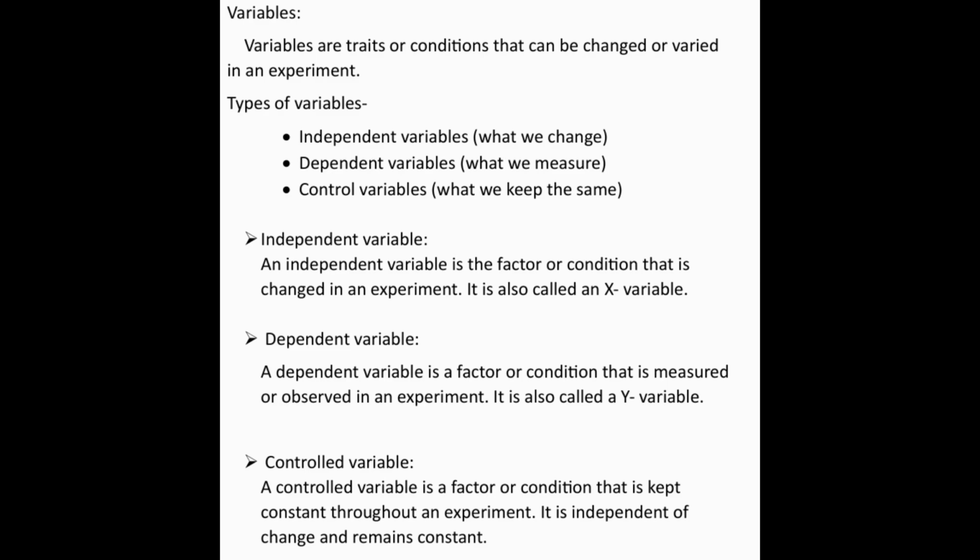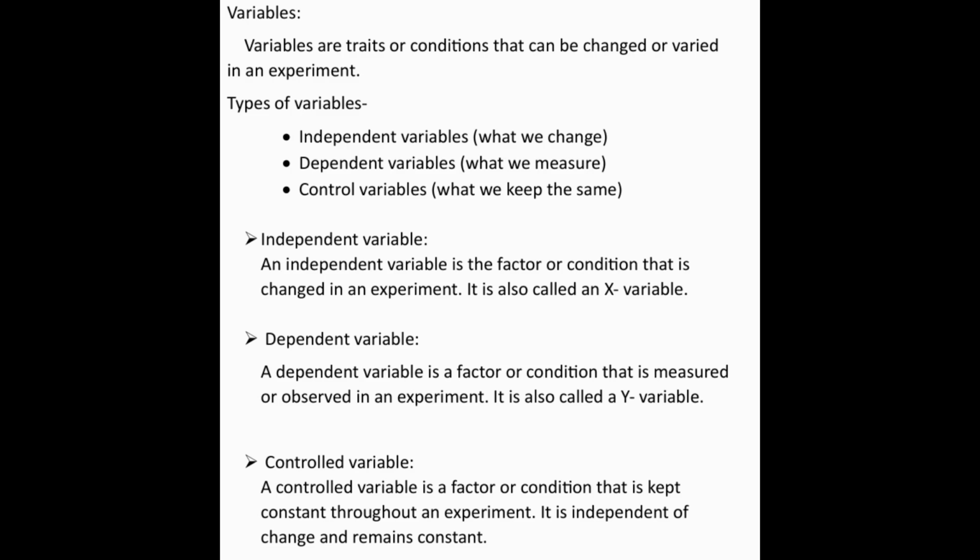Now, what is dependent variable? Dependent variable is the factor or condition that we measure or observe in an experiment. In simple words, it is what we measure. For example, in the same experiment, we measure how far the stone travels. So the distance traveled by the stone is the dependent variable, because we are measuring it.